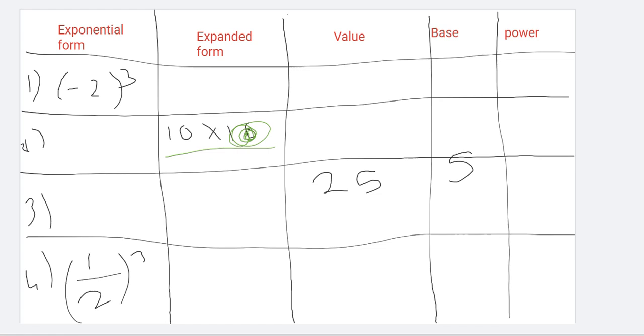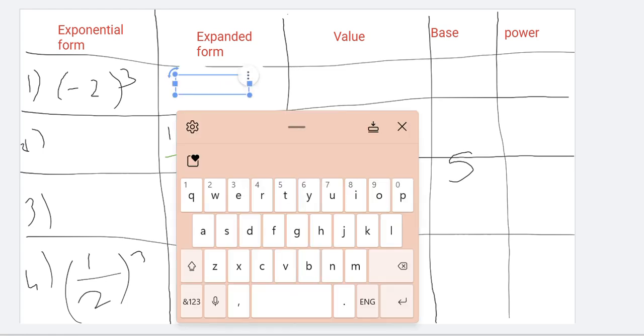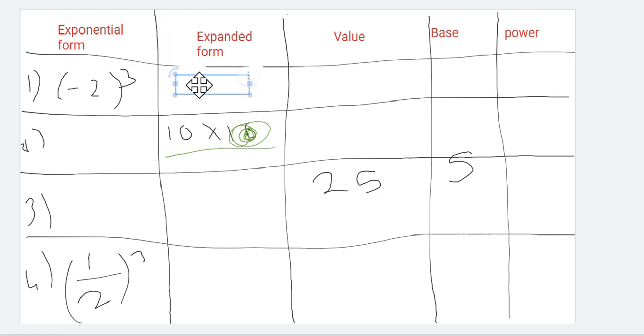Alright, so let's start. Now over here the expanded form will be -2 times, okay, I'll use the typing thing. Okay, now let's just change the color. So over here it will be -2 times -2 times -2. So this is -2 to the power 3.